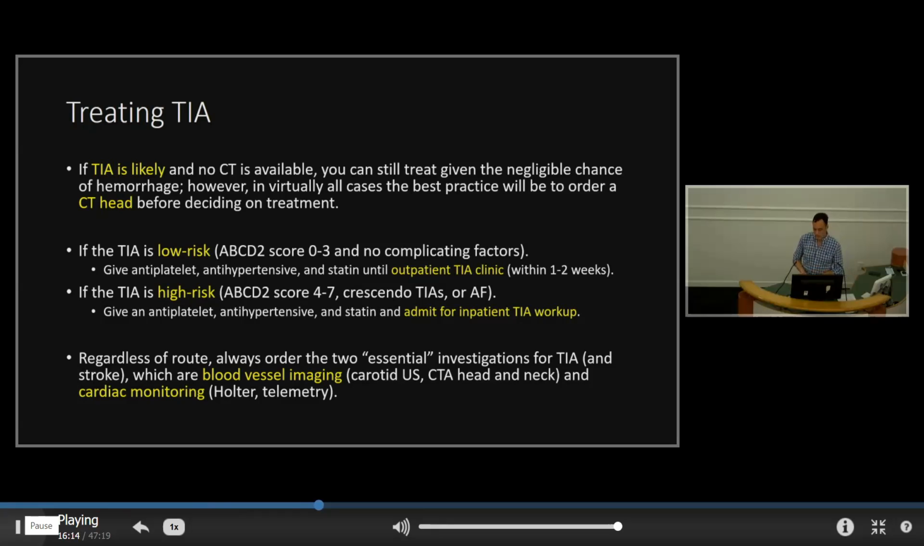And then cardiac monitoring. If they're admitted, that would be 24 hours of telemetry in the stroke unit. If it was an outpatient setting, you can do something like a Holter monitor.